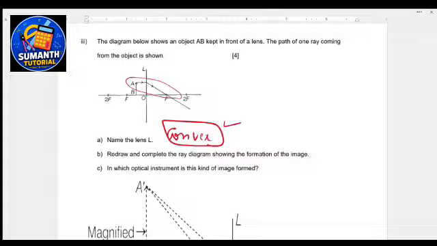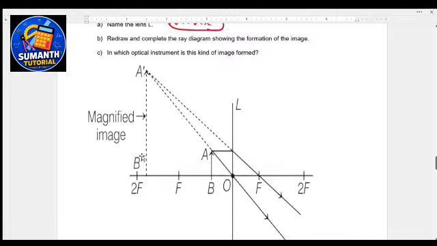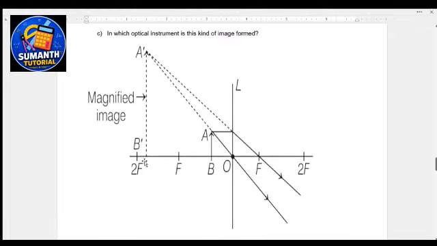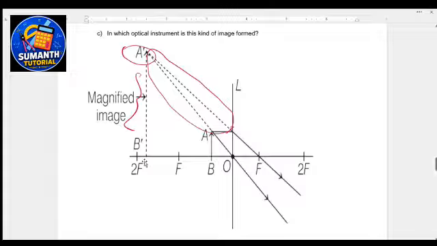Now redraw the diagram to show the formation of an image. I already selected the diagram which has been written here. The most important thing where the student needs to concentrate, that I will say. See here, observe this part. So this is the dotted line. It is compulsory. That shows it's a virtual part. And see here, the image is also drawn in a dotted line only. A magnified virtual image in a convex lens is the most important thing.